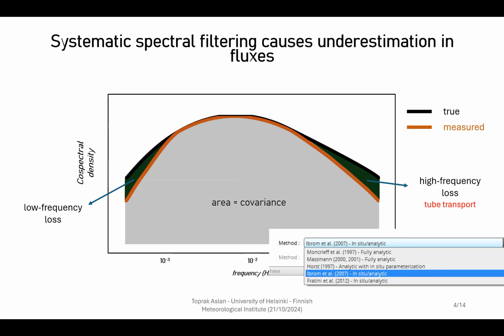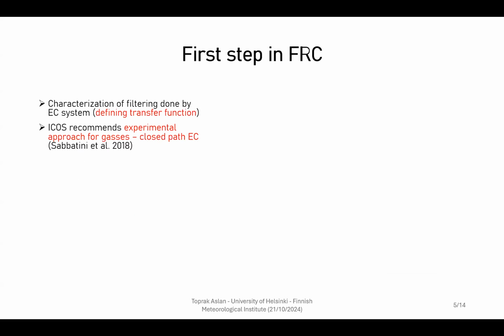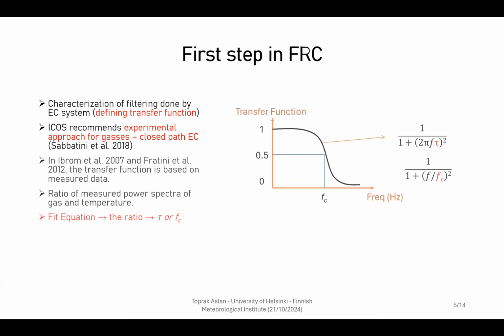And there are many methods available to correct this loss that you see in this box. These are the ones available in EddyPro. Characterization of the filtering done by the system is the first step in the correction procedure. This simply means defining transfer functions. The transfer functions can be theoretical predefined equations, or alternatively, they can be defined experimentally by measured data. ICOS actually recommends this approach. And when you choose the Ibrom or Fratini methods, you practically choose this approach.